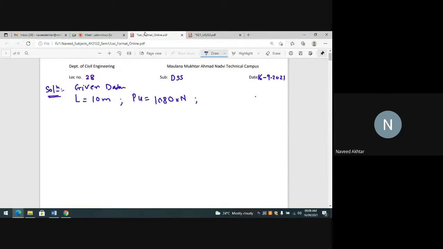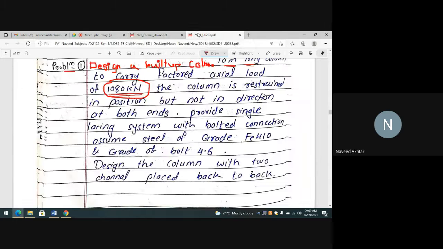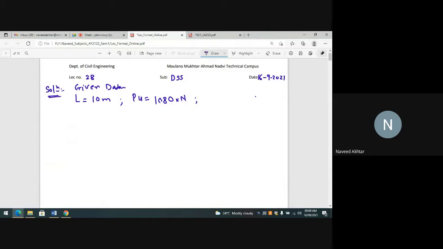Provide single lacing system with bolted connection. Assume steel of grade Fe 410 and grade of bolt 4.6. The steel is Fe 410, grade of bolt is given 4.6. 4.6 generally is a black bolt, and black bolts, or common bolts or rough bolts, are fully threaded.